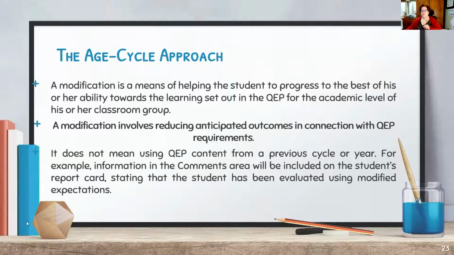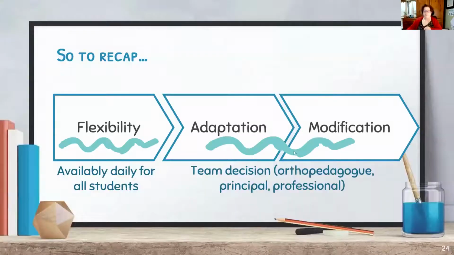So as a recap of this section, remember, as we said, flexibility is something that's available for all students and it's daily and you can do it whenever you want. Adaptation and modification are team decisions, but with modification, you're actually modifying the report card and you're modifying the expectations. Whereas when you're doing adaptation, you're still teaching what's there. However, you're looking at it in a different way. Good? Yes? Okay.